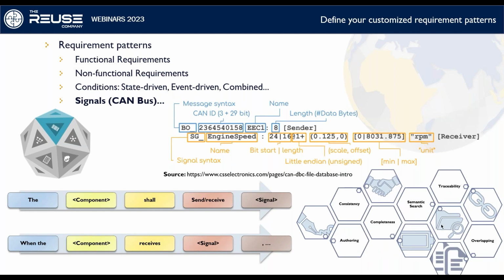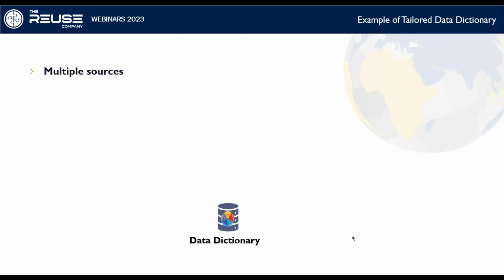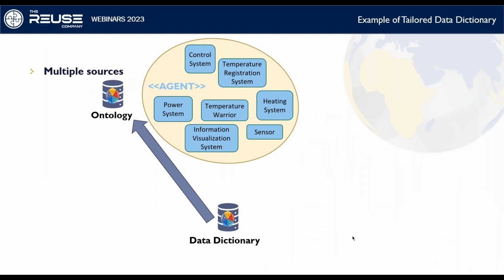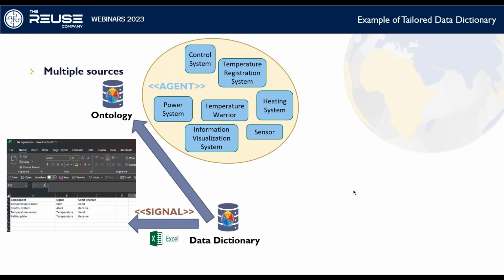And this helps in getting a better experience in traceability, in semantic search, finding overlapping signals, for example, and helping in having the proper completeness, etc. So all those characteristics that we need for a successful project development.